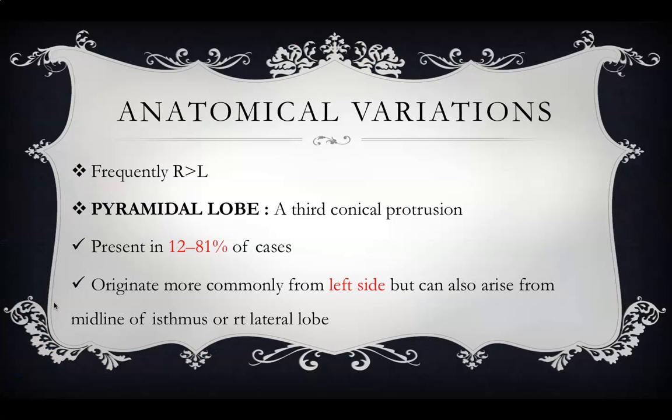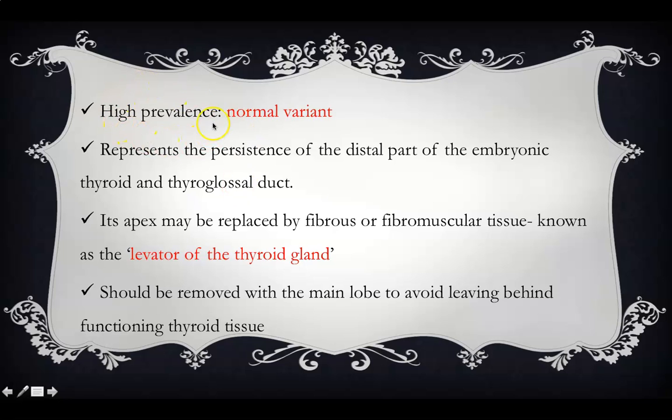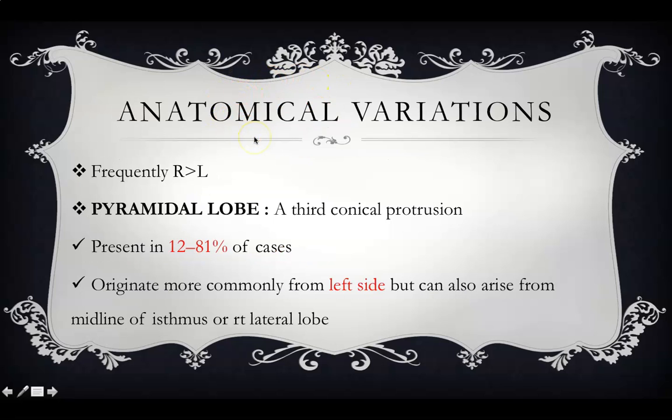So now, talking about anatomical variation. The right lobe is larger than the left lobe most of the time. And then we have an anatomical variation called the pyramidal lobe. The pyramidal lobe is so prevalent that it is considered a normal variant. It is called a third conical protrusion, and it is present in 12 to 81% of cases.